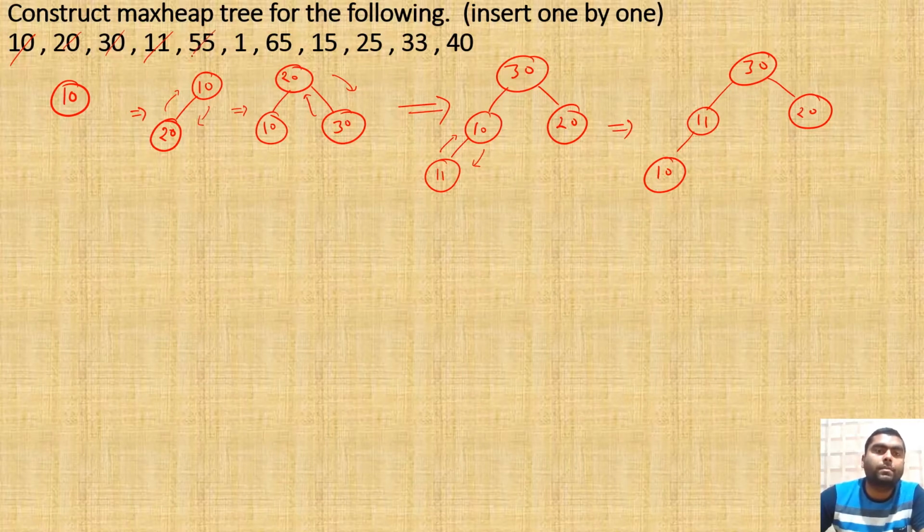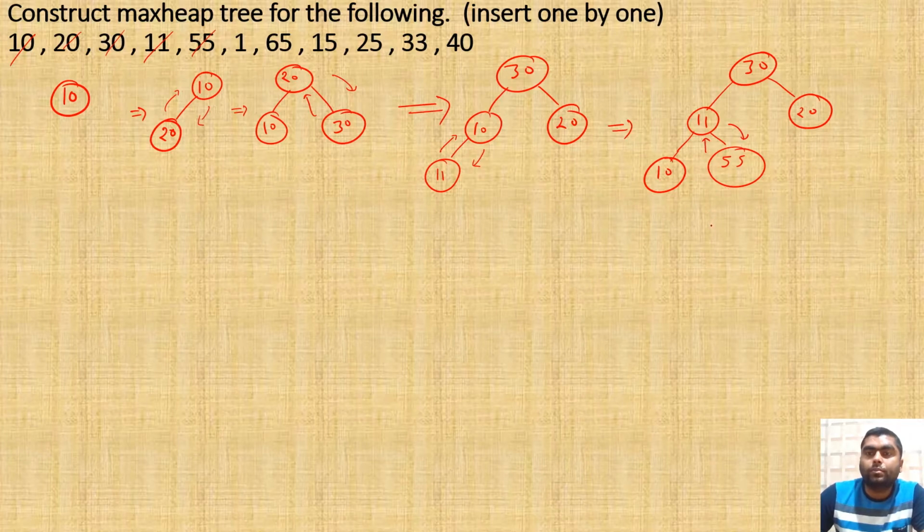Now next is 55. So see where the 55 is to be inserted. 55 will be inserted right to 11, so the right child to 11 will be 55. Now 55 is greater, so this will be replaced with 11, its parent, because the parent must be greater.